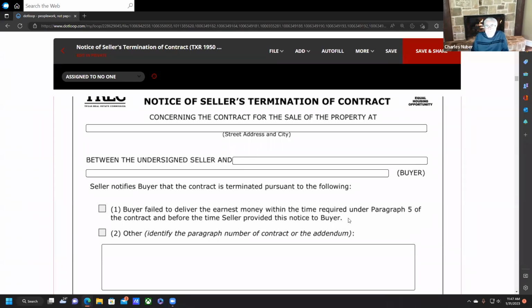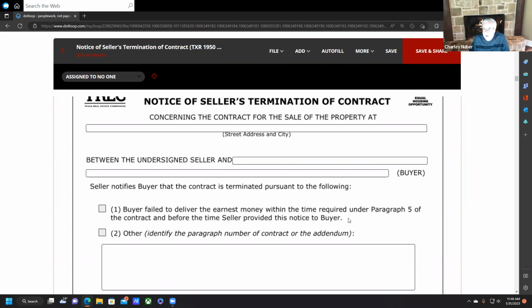So let's say the buyer fails to deliver by the end of day 3, because TREC, in my opinion, didn't address this at all. And by the way, they have a ZOCAM program. If you've heard of it, the title companies are using ZOCAM. What that is is a snapshot picture of the check sent to the title company, and it has a timestamp on it.